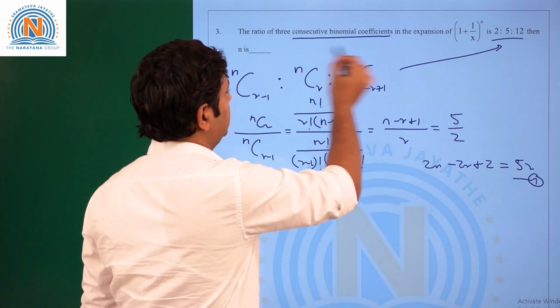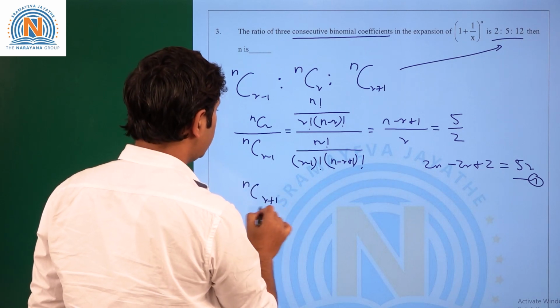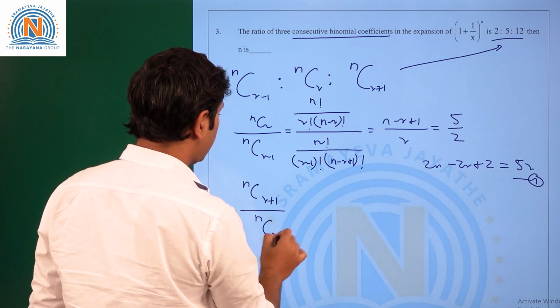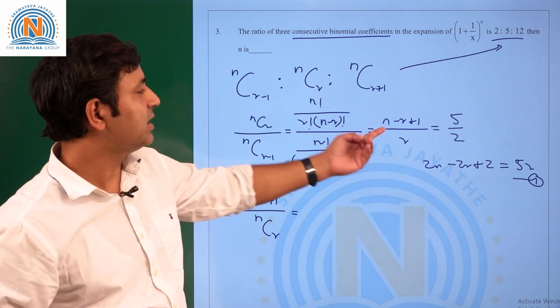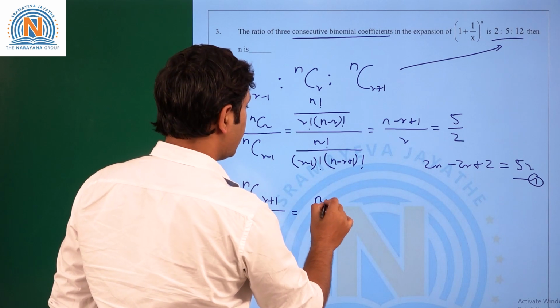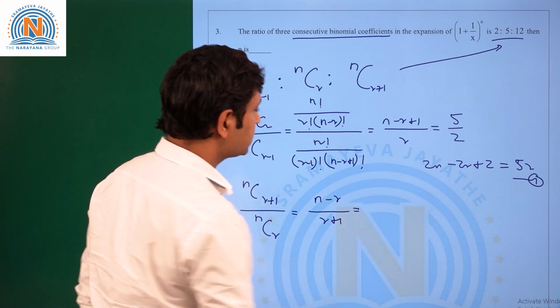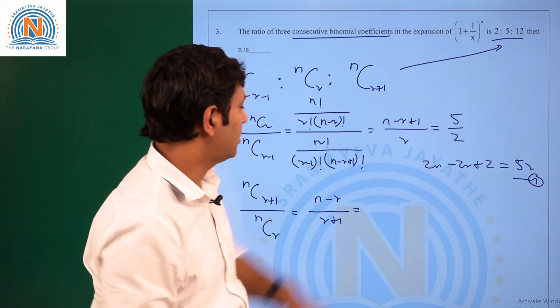Again, we'll apply the condition here, nCr plus 1 upon nCr. This is the same as above, in place of r we have r plus 1. So we'll write n minus r upon r plus 1, and that is given as 12 upon 5.